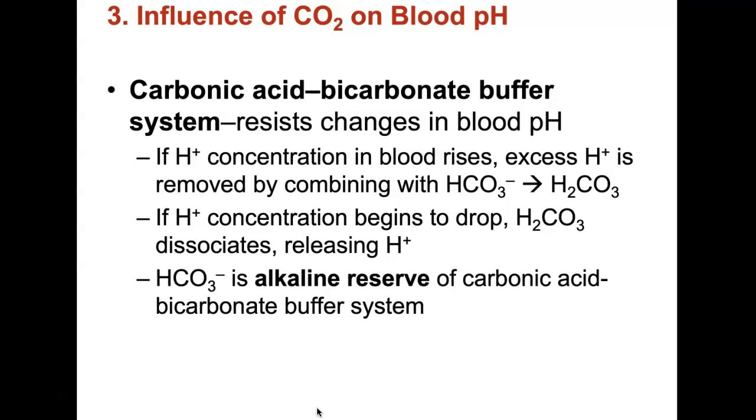The bicarbonate generated in the red blood cells diffuses into the plasma, where it acts as the alkaline reserve, part of the blood's carbonic acid-bicarbonate buffer system, which we're going to detail in chapter 26. The carbonic acid-bicarbonate buffer system is very important in resisting shifts in blood pH. As an example, if the hydrogen ion concentration in blood begins to rise, excess protons are removed by combining with bicarbonate to form carbonic acid, which is a weak acid. If the proton concentration in blood drops below desirable levels, carbonic acid dissociates, releasing hydrogen ions and lowering the pH again.